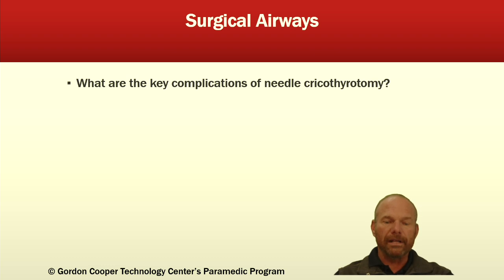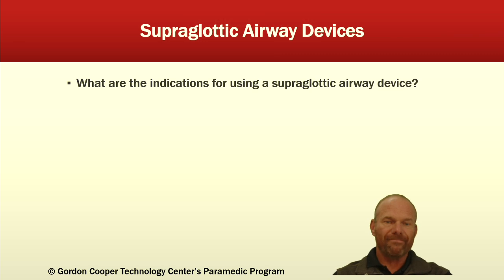Now, what are the key complications of a needle cric? Pause. Barotrauma is one, subcutaneous emphysema, inadequate ventilation due to that small catheter size. Now, supraglottic airway devices. So what are the indications for that? Inability to intubate or to ventilate, and the need for a rescue airway in a failed intubation.